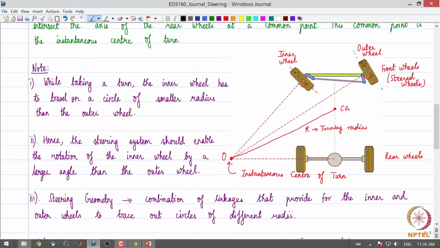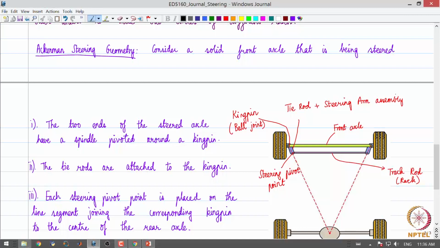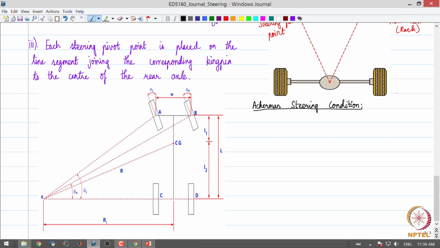When the steering wheels are turned using this mechanism, we want to achieve what is shown in this figure. The axes of the two steered wheels should intersect the extended rear axle center line at the same point. That is our requirement. If we were to achieve that, what should be the constraint or condition? Based on what has been proposed by Ackermann, that is what is called the Ackermann steering condition. So let us discuss this.